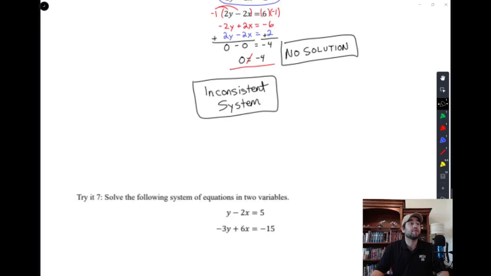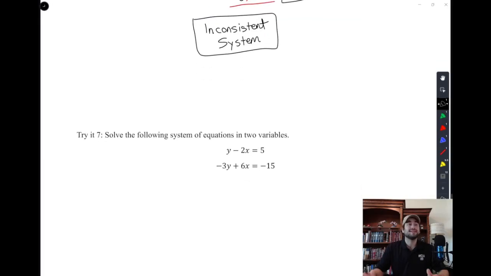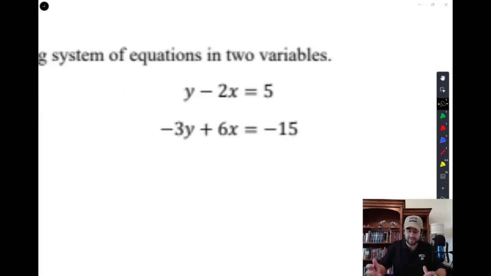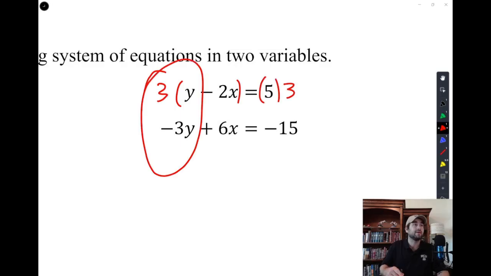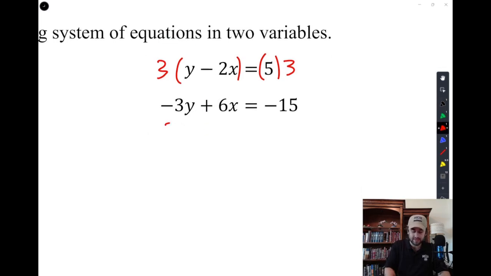All right, let's look at the other type, which you can probably guess, if there's three different types, this is probably going to be the last one, which was the dependent system. Let's find out. What number should we multiply by to make things cancel? It looks like a positive 3 will do the trick, because I'm looking at these two terms and trying to make them cancel. And so if I rewrite that red equation, I'd get 3y minus 6x equals 15.